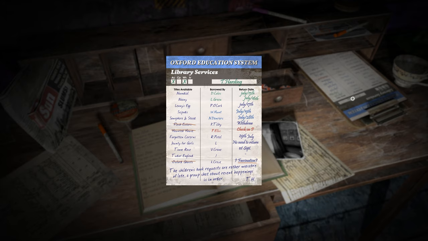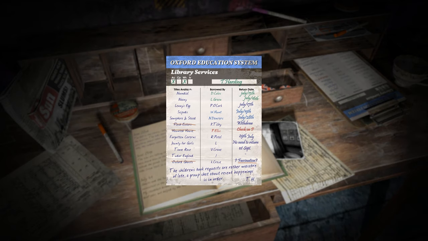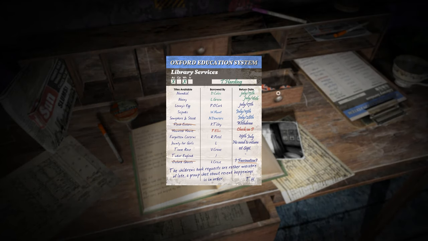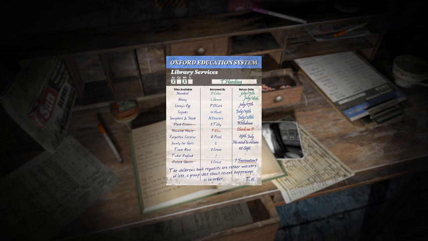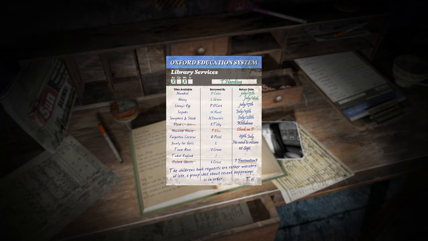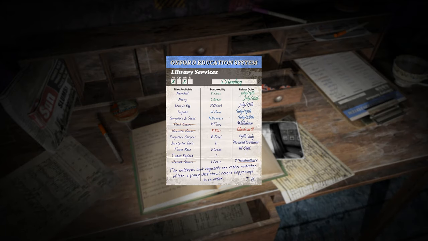Oxford Education System, Library Services, Thomas Harding. List of books and who they were borrowed by and when they should be returned. Anything that I can get from this right now? These are crossed off. Withdraw. Oh, I guess they took the book with them or something like that. They withdrew, so writing the book off. And for haunted house, it says check on P. P. Ellis.